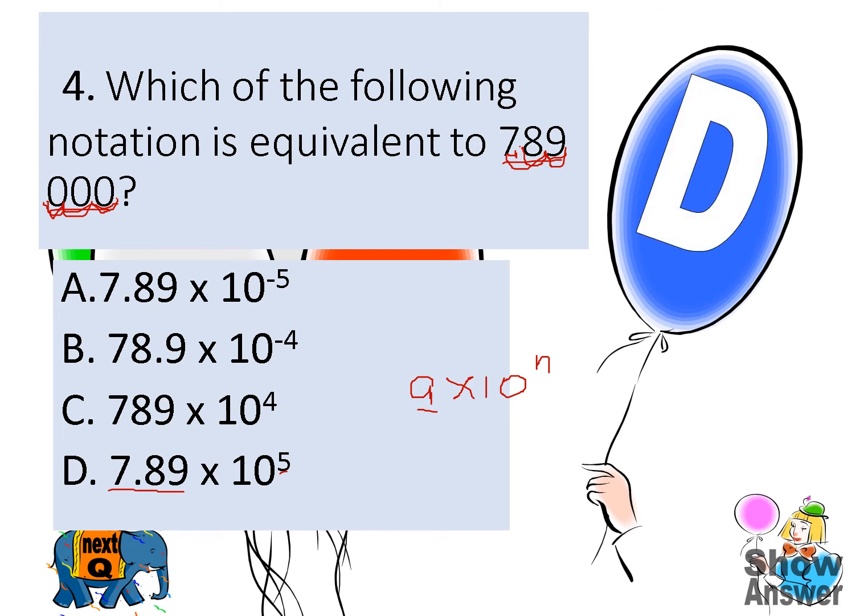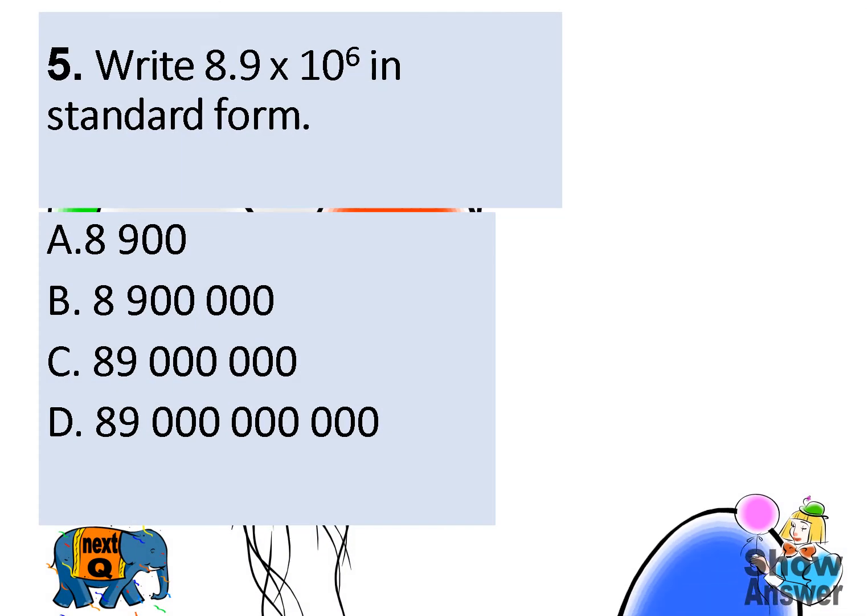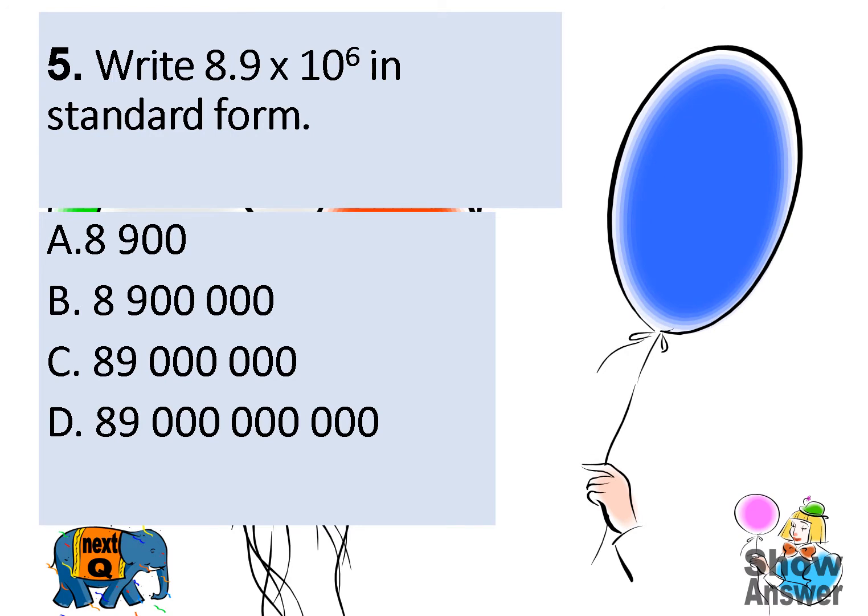Let's proceed to question number 5. Write 8.9 times 10 to the power of 6 in standard form. Is it A, 8,900?